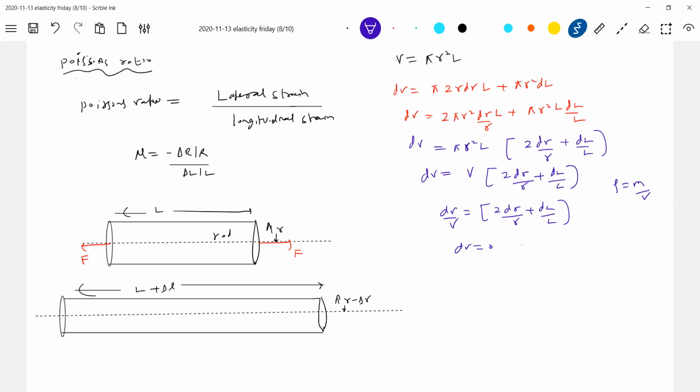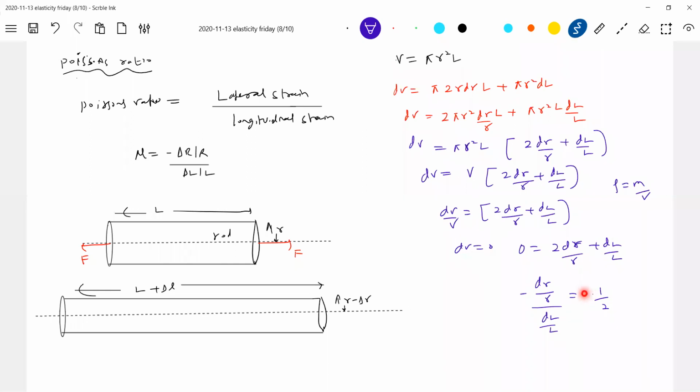If dV is equal to 0, then 2 dR by R plus dL by L equals 0. So what is the formula? dR by R divided by dL by L should be equal to how much? Minus 1 by 2.